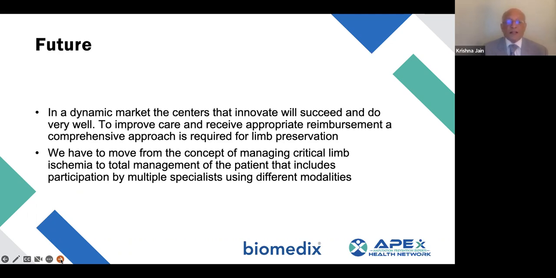And we have to move from the concept of managing critical limb ischemia to total management of the patient that includes participation by multiple specialties using different modalities. It's extremely critical to create a multi-specialty group for limb preservation.